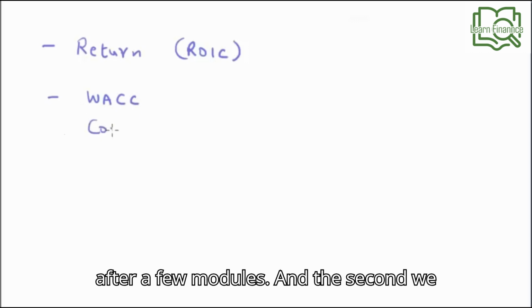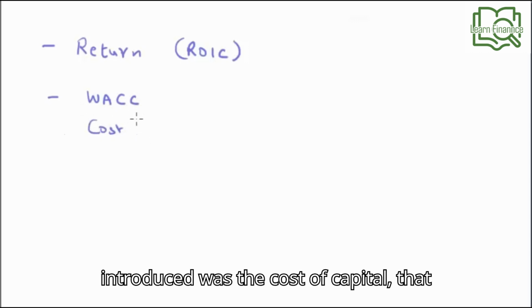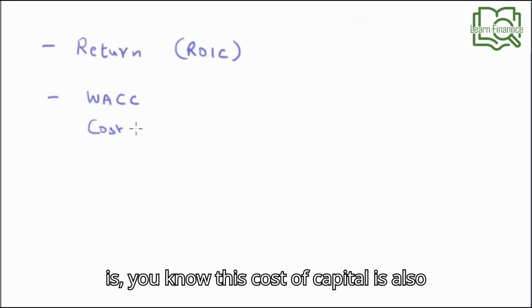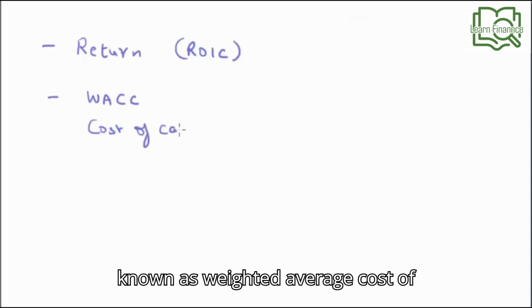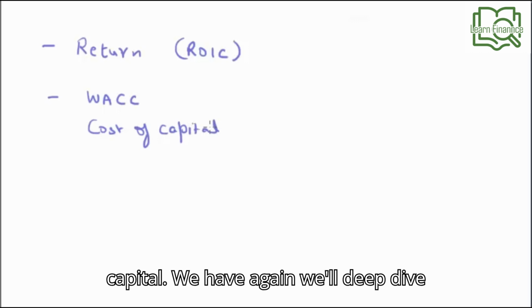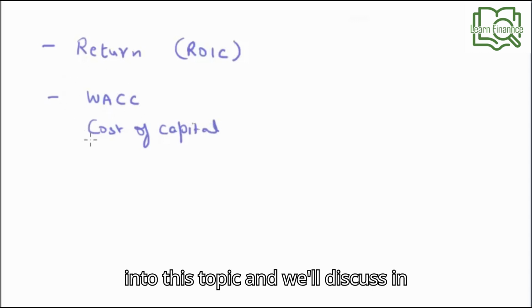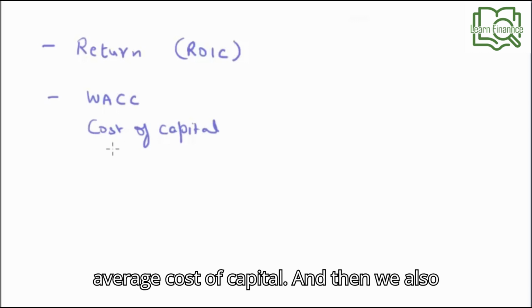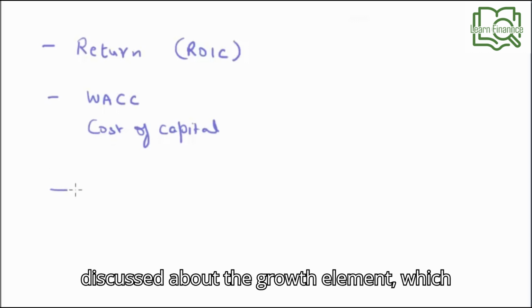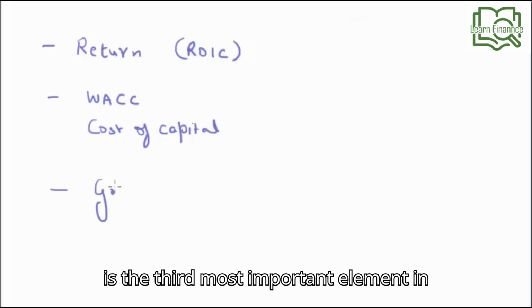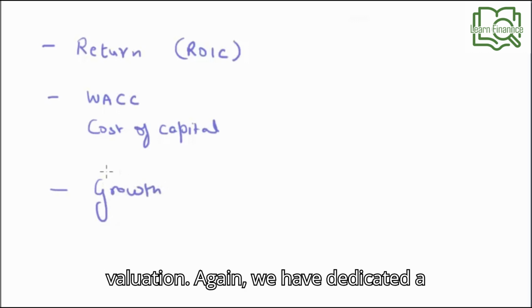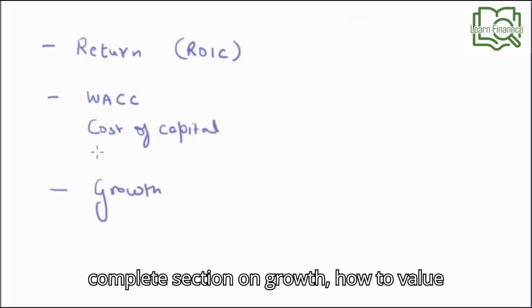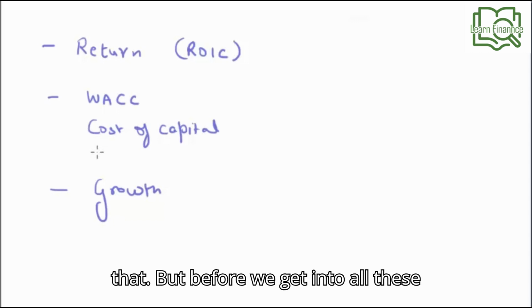And the second we introduced was the cost of capital. This cost of capital is also known as weighted average cost of capital. We'll deep dive into this topic and discuss how to really arrive at weighted average cost of capital. And then we also discussed the growth element, which is the third most important element in valuation. Again, we have dedicated a complete section on growth, how to value that.